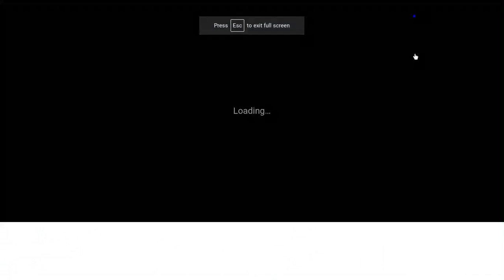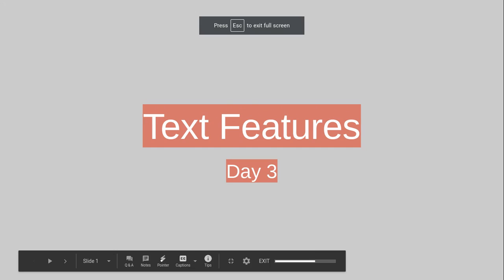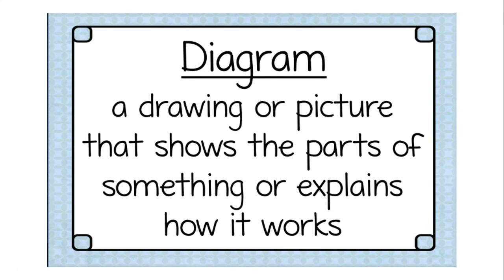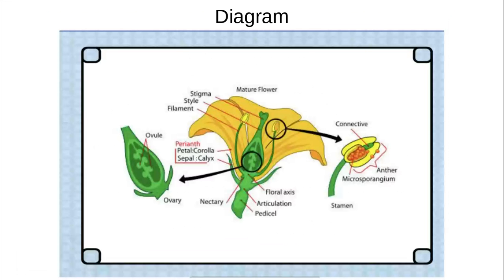We've got text features day 3. So the first one we have is a diagram. A diagram is a drawing or picture that shows the parts of something or explains how it works. So here's an example of a diagram. The diagram of this picture is a flower. So we see this is a mature flower, and it has little arrows showing the direction. This is going this way to show the inside of the flower, and then here's the circle going this way, and this is an up close of what's going on right here.